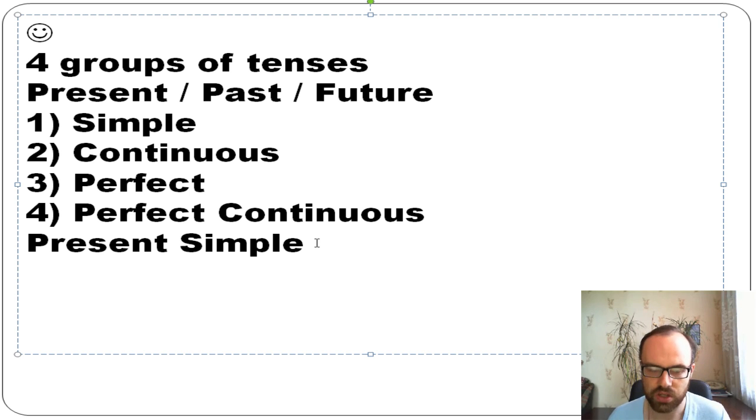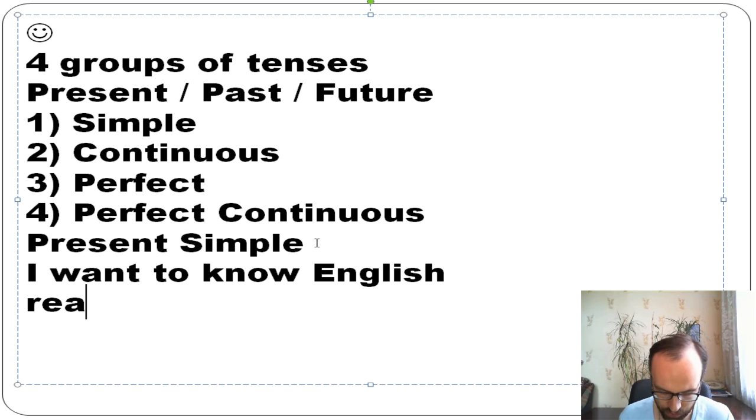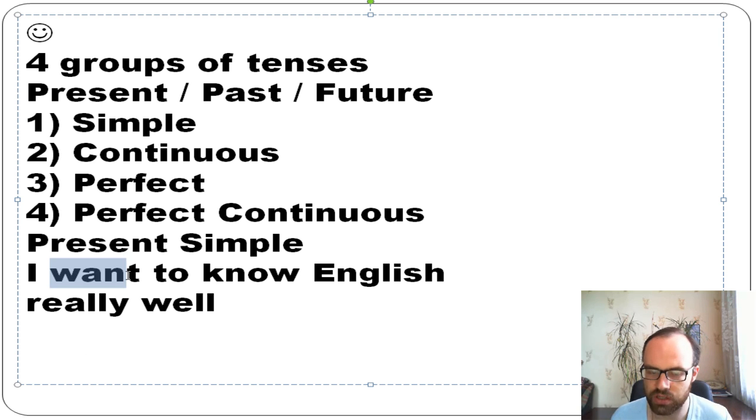positive. So you can say, I want to know English really well. It's present simple. I want to know English really well. Actually, nothing difficult. You just need to use a verb. I want to know English really well.